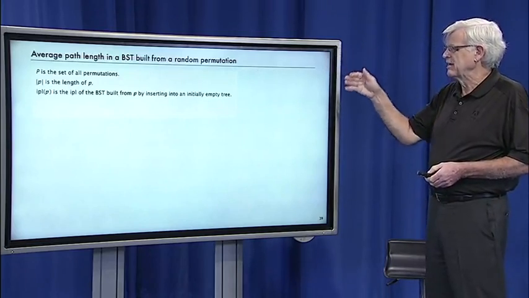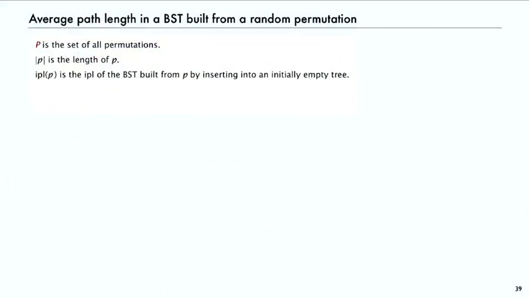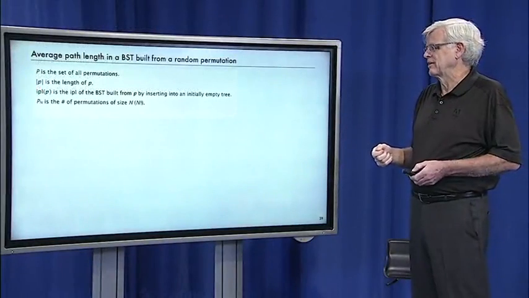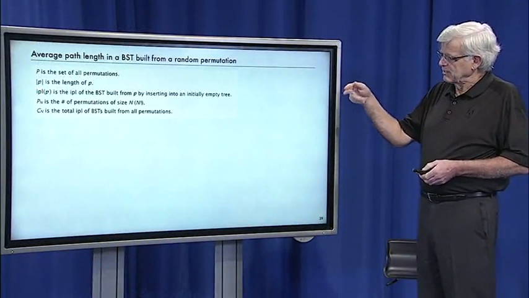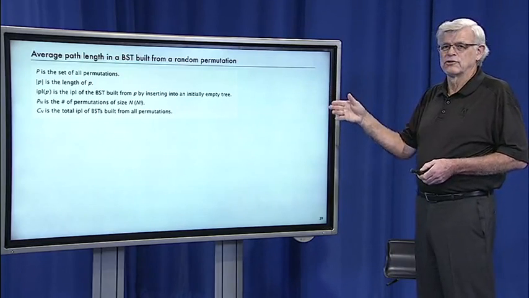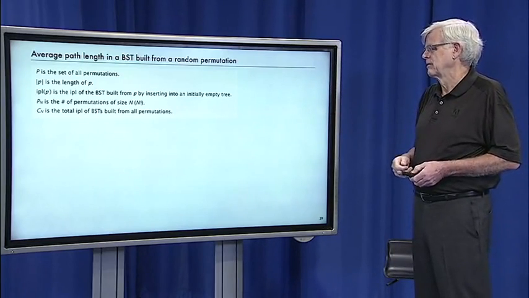Start as usual, but now we have permutations. And our cost is the length of the permutation. But now when we say IPL, it's an IPL of a permutation, which doesn't make sense except if you say that what we want is the internal path length of the BST you get from that permutation by inserting it into an initially empty tree. Again, the number of permutations of size n is n factorial, and that saves us a step in the calculation, as you'll see. And the accumulated cost is the total IPL of binary search trees built from all permutations.